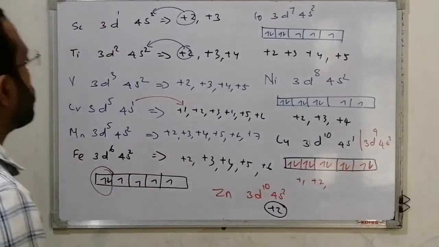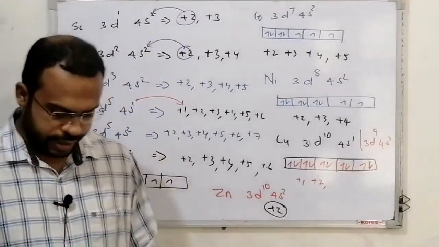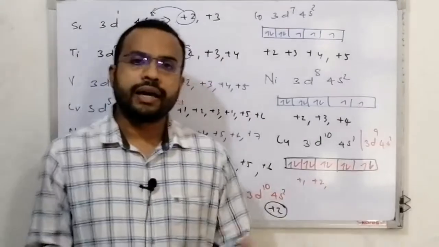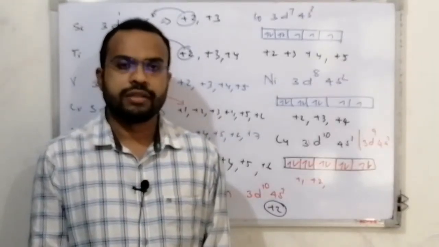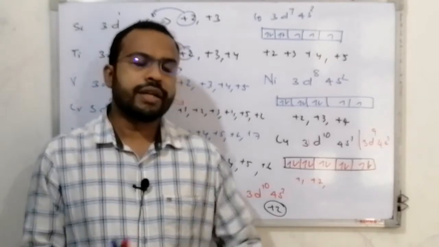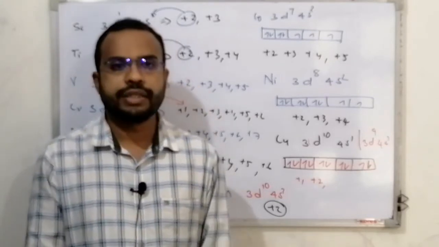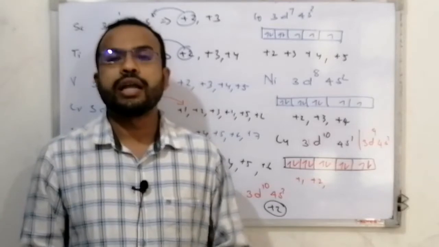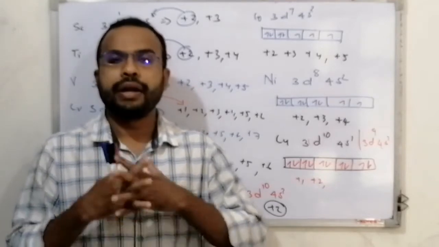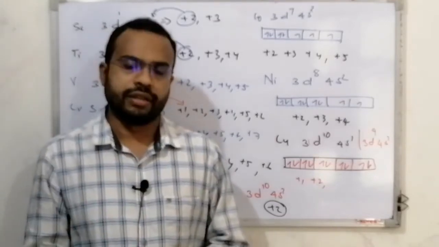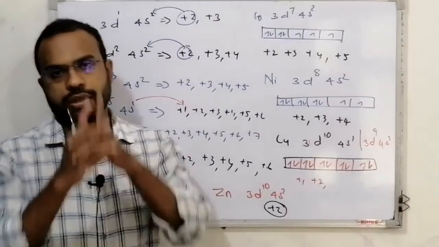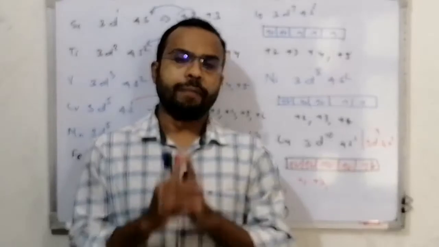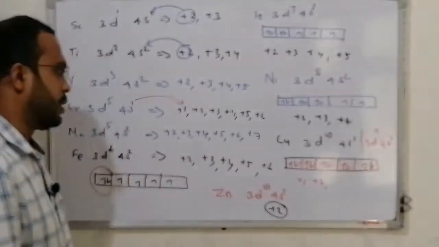So what have you understood from this discussion? You have understood that the D block shows variable oxidation state. Both S electrons and D electrons are involved in the oxidation, but in the case of D electrons, only unpaired electrons are involved in the oxidation. Remember that point.